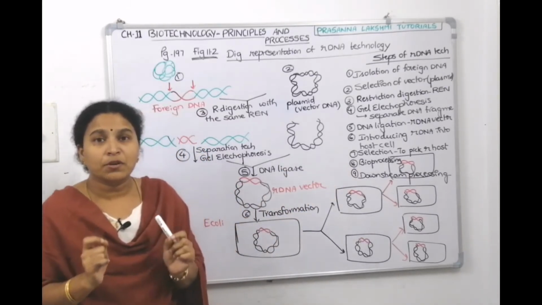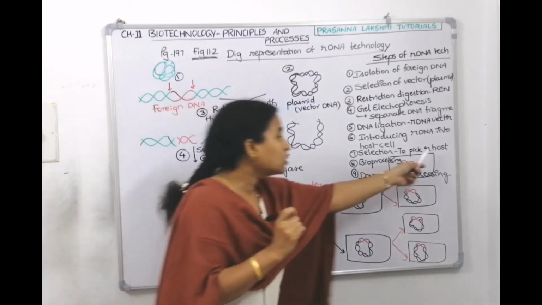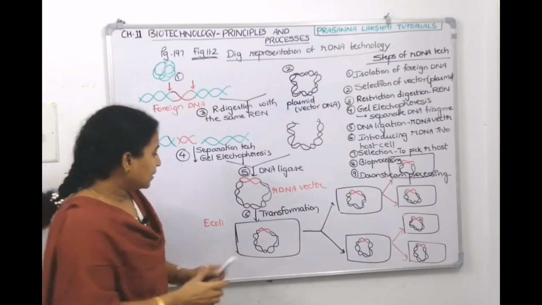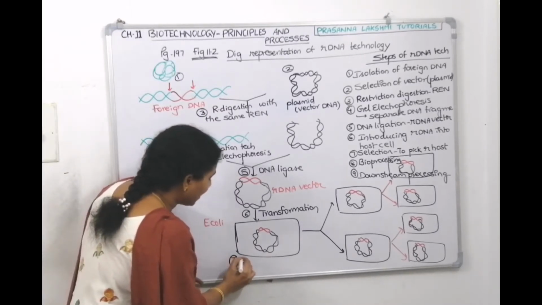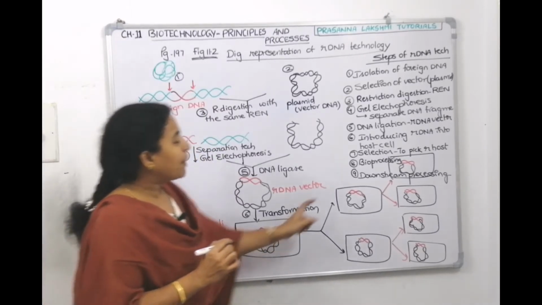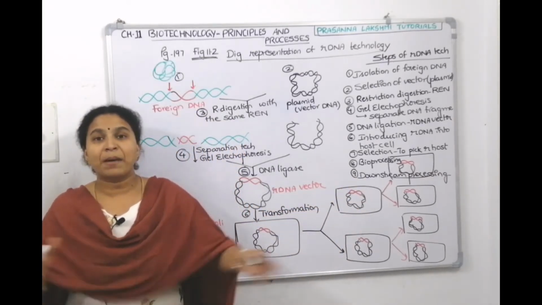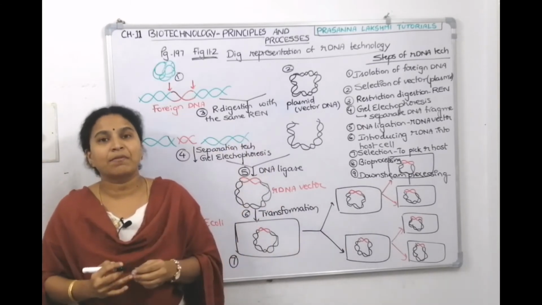In selection, what will we do? Specifically, we will pick the host in which recombinant DNA is there. That will be the seventh step. So we have selected it. The next step is bioprocessing. We don't want 2, 4 or 8 bacteria. We want it in bulk scale. Gallons of sample we want, right?